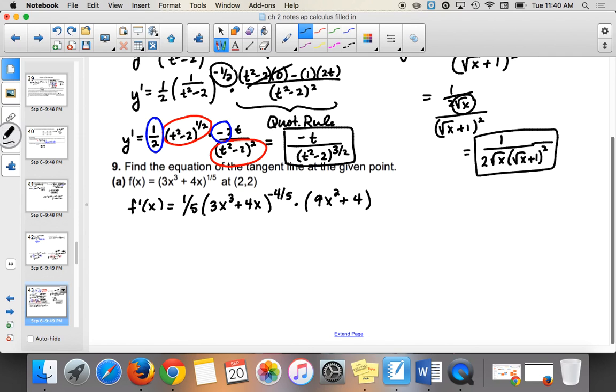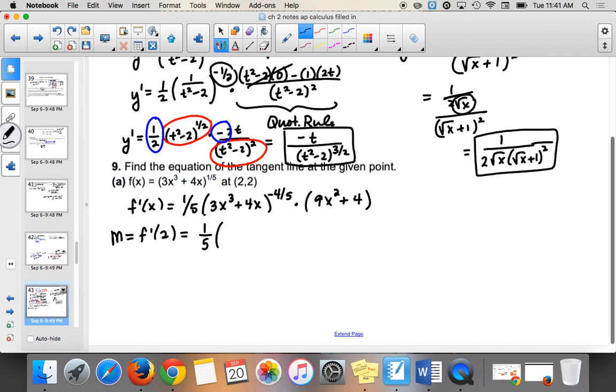All right, so check your derivative. You should have 1/5, 3x cubed plus 4x raised to the negative 4/5 times the derivative of the inside is 9x squared plus 4. Did you guys all have that? All right, so now here's the tricky part. If you find the slope, you need to plug in 2. So it looks kind of like a hot mess at first.